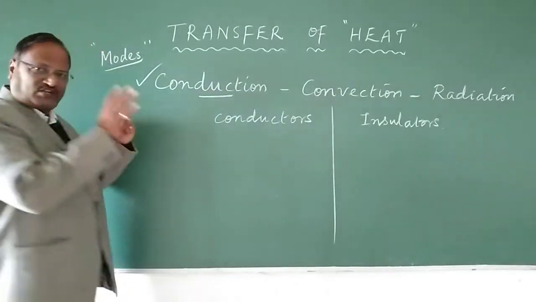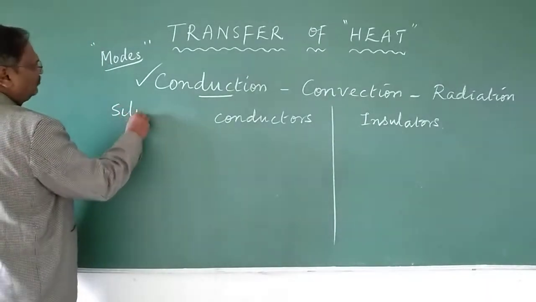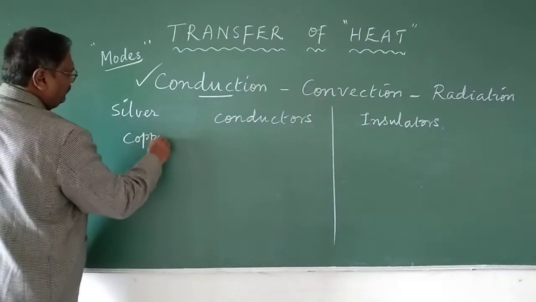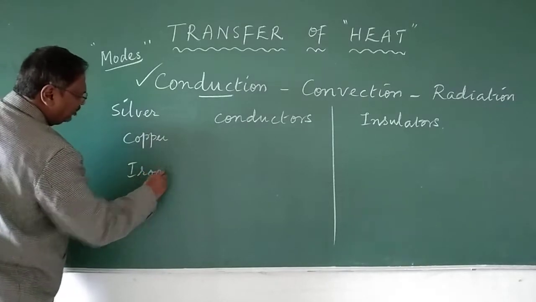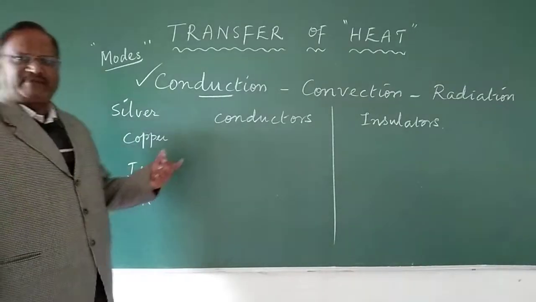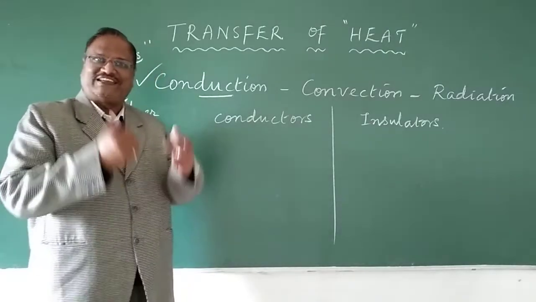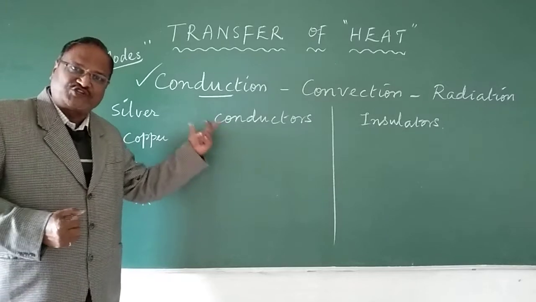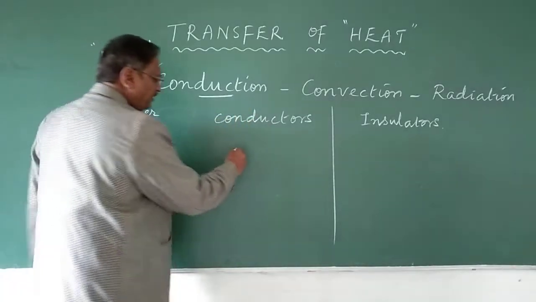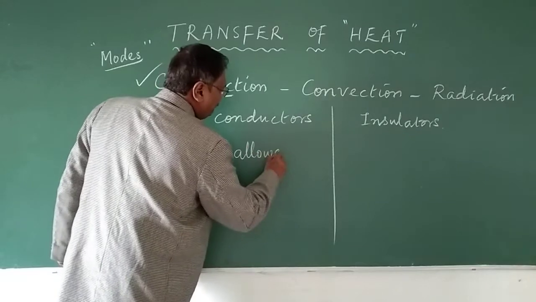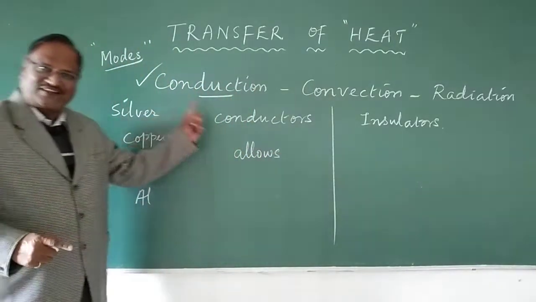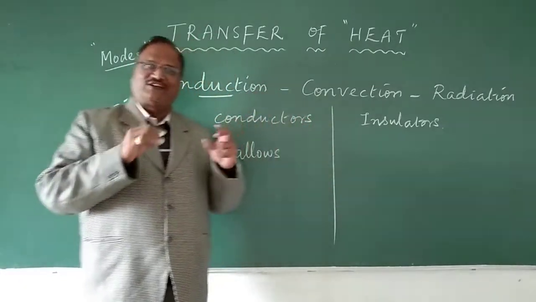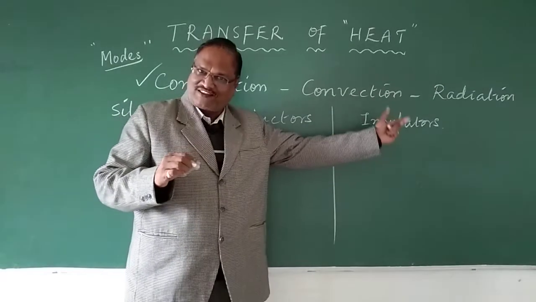Silver is one of the best conductors. Then you have copper, iron, and aluminium. These are all different metals that can conduct heat. Conductors are the materials which allow heat to be transferred from one point to another point. Insulators do not allow the heat to transfer from one point to another point.